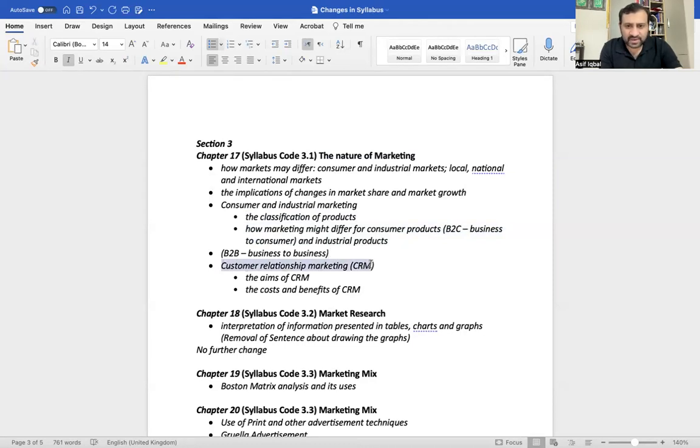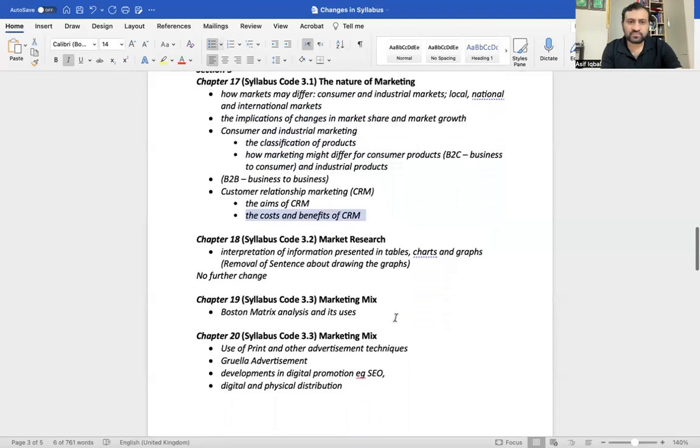Another thing that has been added is customer relationship management. CRM was already part of the syllabus, but not in that detail. Now we need to know the aims of customer relationship management, and specifically the examiner might test you on how customer relationship management is different from the conventional 4 P's of marketing. The cost and benefit of CRM is also part of the syllabus.